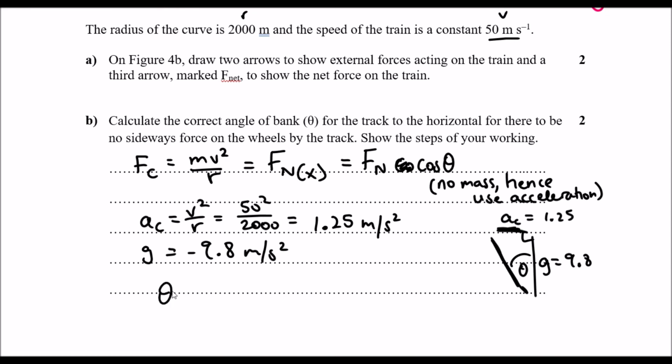So the answer would be theta equals tan inverse. In this case, because we're just trying to find the value, we don't need to worry about the signage here, but it would be 1.25 over 9.8, and we're going to round it off to two significant figures, because that's what's given to us in this problem here. So I'll just put that into my calculator, and we get about 7.3 degrees. Okay? And that's how you solve this problem here.